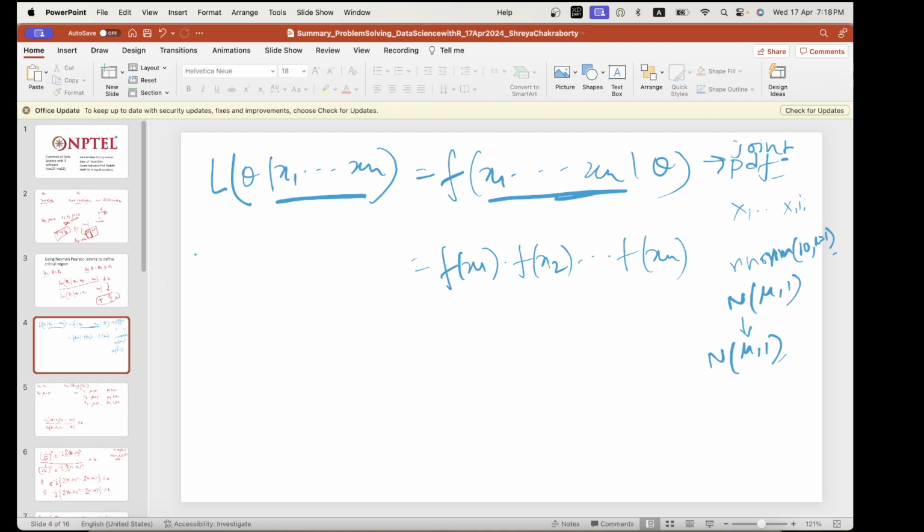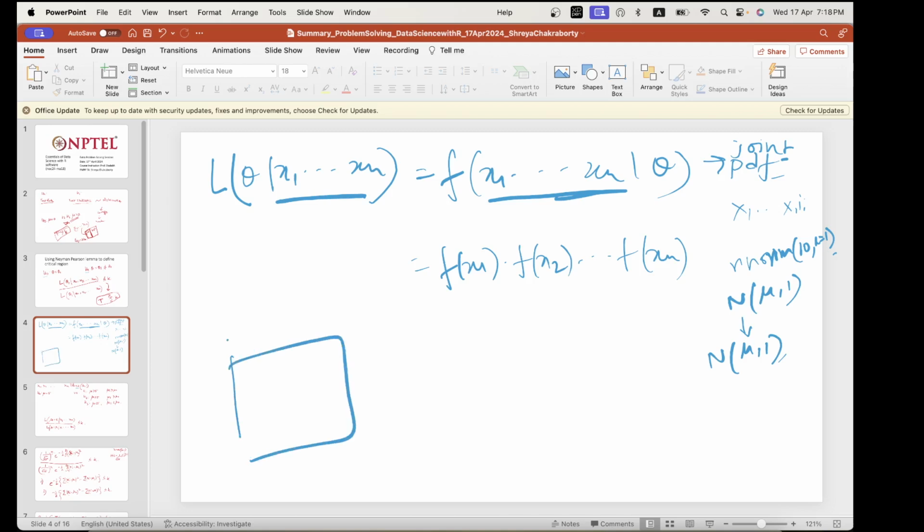Okay. Uh, did I make sense? Or do you still have theta is a population parameter.